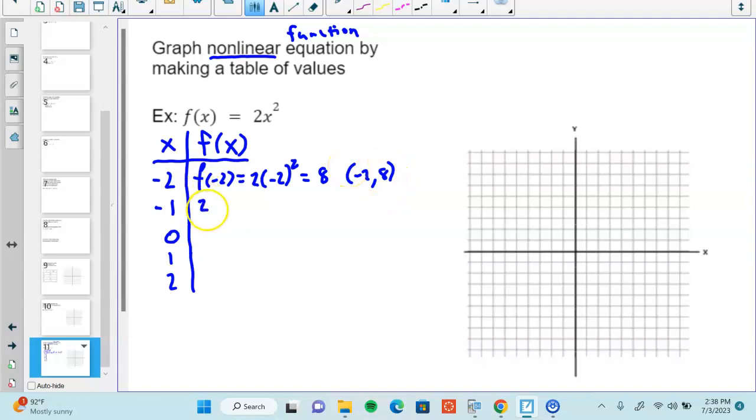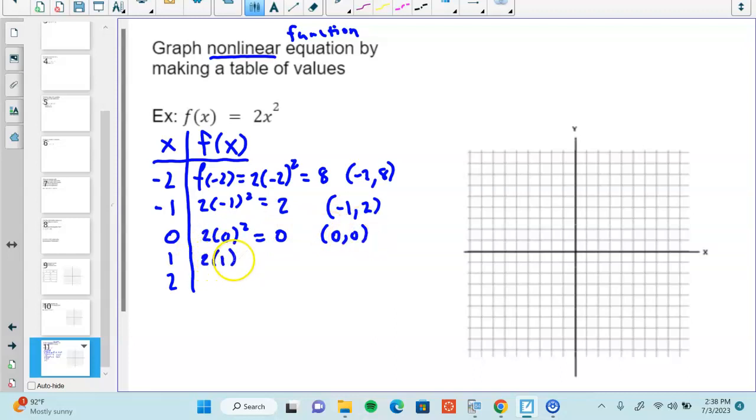When I plug in negative 1, I'm going to streamline it here a little bit. I have 2 times 1, which is 2. Again, you could use the calculator to do that. F of 0, replace the x with a 0. 0 times 0 is still 0. Remember, exponents first. 0 squared is 0, because it's 0 times 0, and 2 times 0 is still 0. So we get 0, 0. So our graph's going to go through the origin.